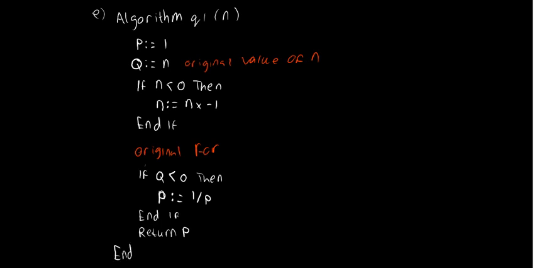So what this will do is that if we put in a negative number, it will turn n into a positive, run our original for loop normally, and then if n was originally negative, we'd get P being equal to 1 over P, which would just invert it, which would give us the right answer. So this is how you go about this simple algorithms question.